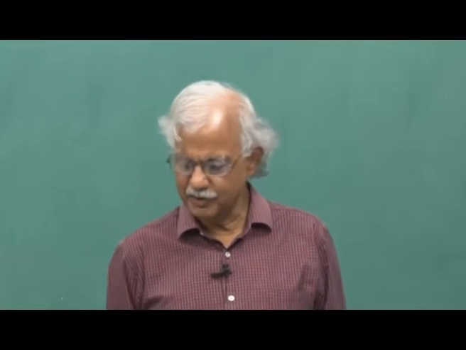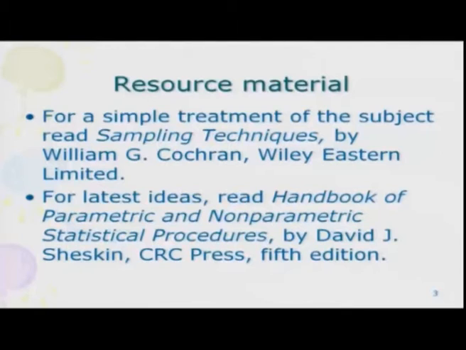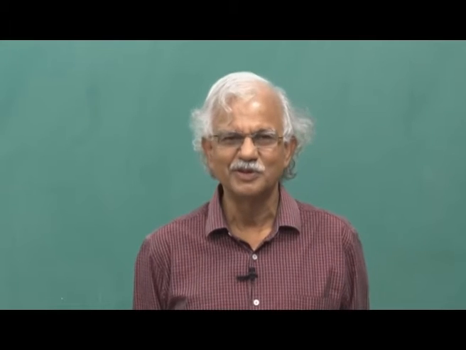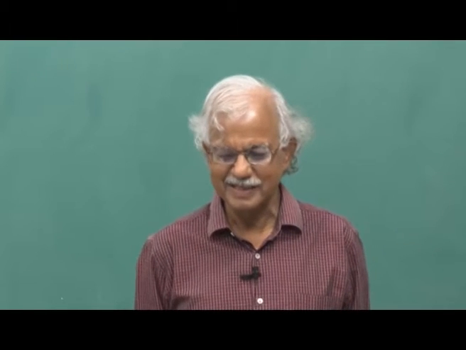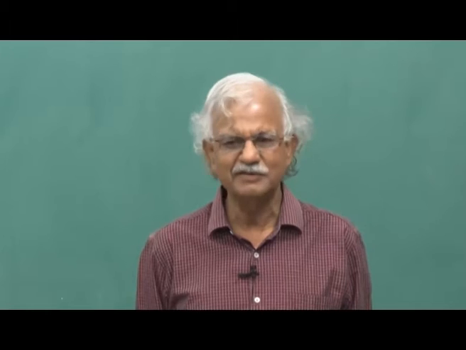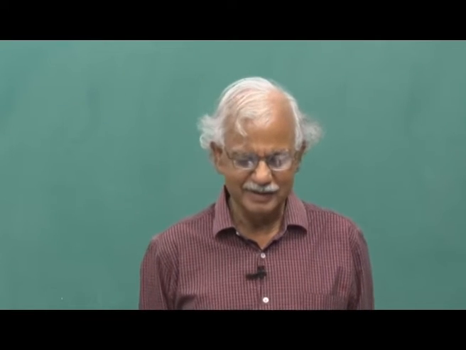Resource material for this lecture is drawn basically from these two books. I mentioned this Cochran's book in the previous lecture also. The title of the book is Sampling Techniques, and this is written by William G. Cochran. It is a very old book. Actually, when I was a student of MSc Statistics in 1972, we were taught from this book, very simple. Even now, this book is quite valid.